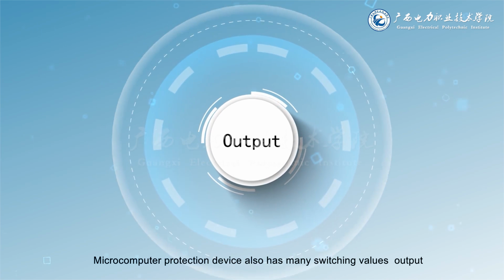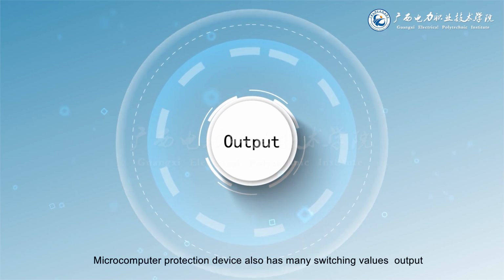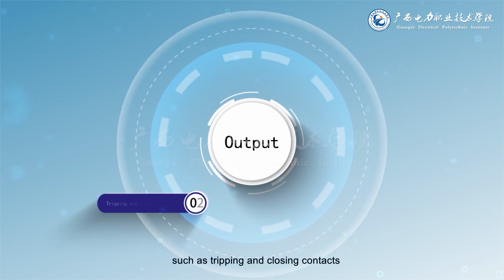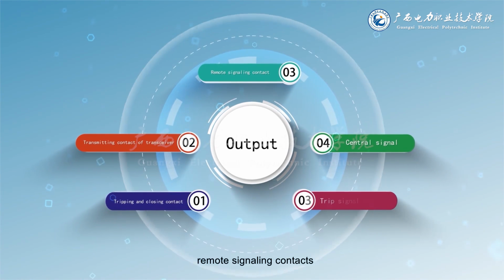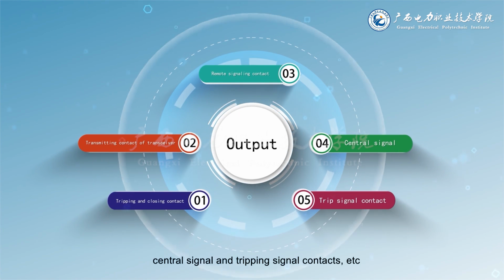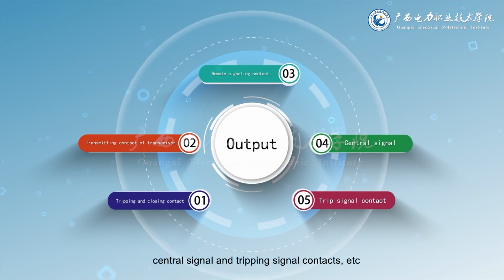Microcomputer protection device also has many switching values output, such as tripping and closing contacts, transmitting contacts of transceiver, remote signaling contacts, central signal, and tripping signal contacts, etc.